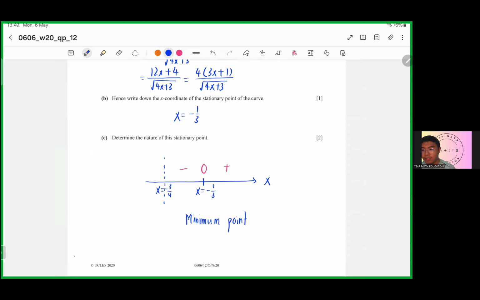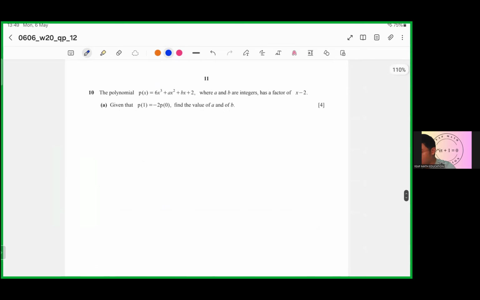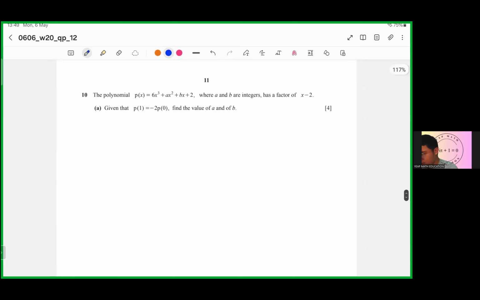Now we look at question 10. The polynomial p(x) equals 6x cubed plus ax squared plus bx plus 2, where a and b are integers, has a factor of x minus 2. Given that p(1) equals negative 2 p(0), find the values of a and b. Yeah, p(1) equals negative 2 p(0).